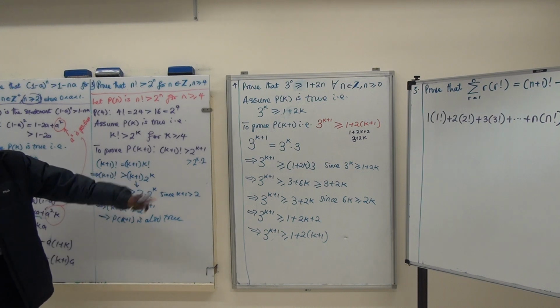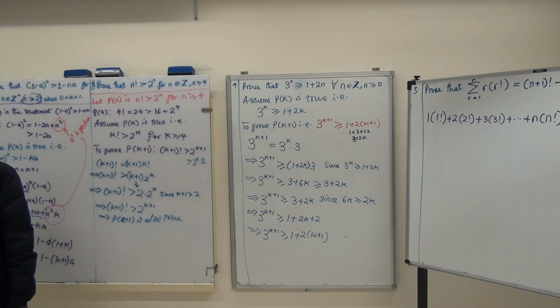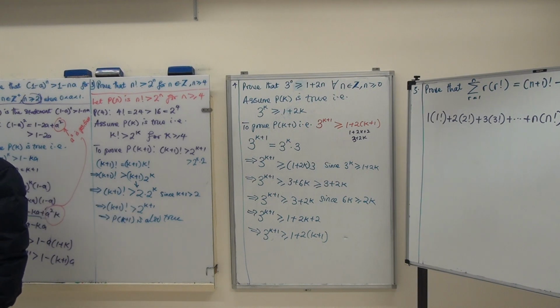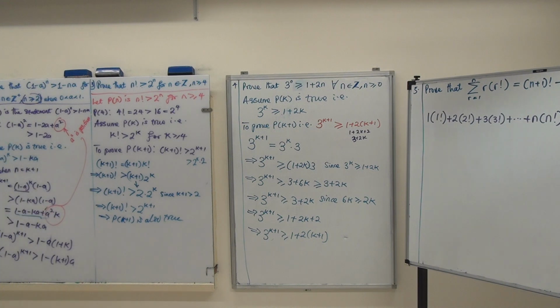Okay? This is now my Pk plus 1. You can now conclude that this means that Pk plus 1 is also true. Therefore, the statement is true for all n. Okay? But whatever logic you use, you must be able to defend it. It shouldn't just be on the basis of, oh, it's very convenient, that's why I use it.